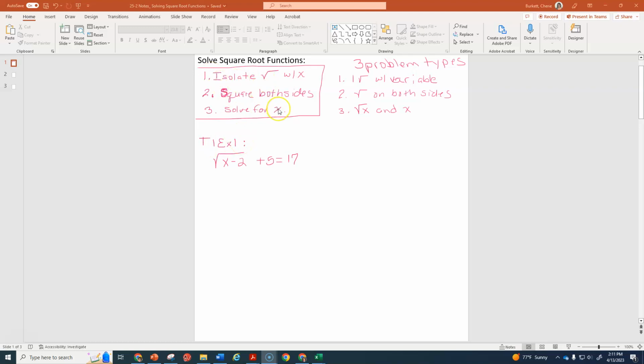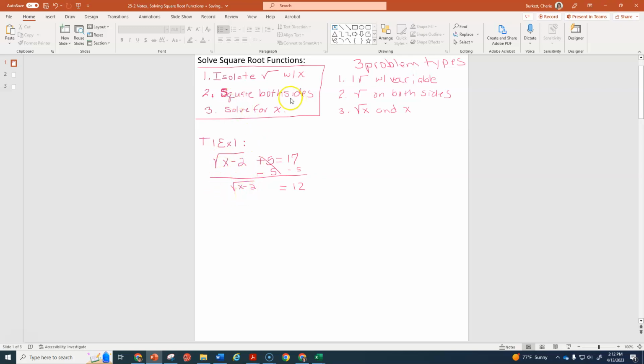So we're going to isolate the radical. We need to undo anything that's on the same side of the equal sign with that radical. So that means we need to isolate the radical. We need to move the 5. So we're going to do the opposite by subtracting 5 from both sides. And we have our radical. We have a 0 over there now, so I'm not going to put anything, and then 17 minus 5 is 12. So my radical has been isolated.